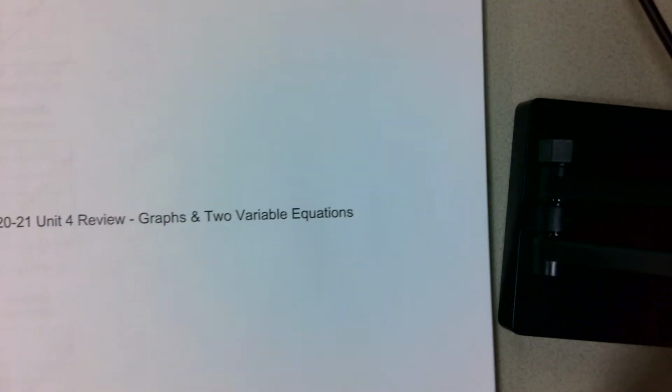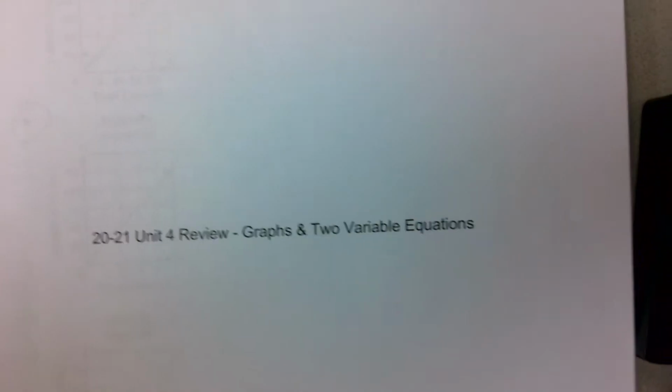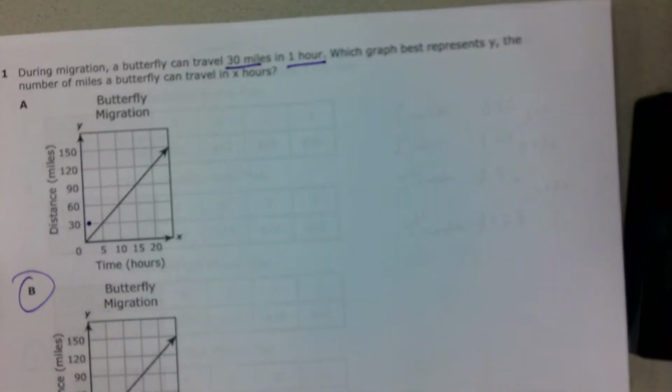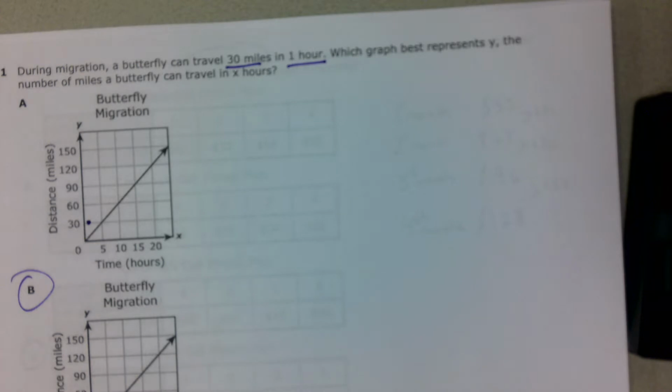All right, we're going to be looking at our Unit 4 review. Number 1, during migration, a butterfly can travel 30 miles in 1 hour. Which graph best represents y, the number of miles a butterfly can travel in x hours?